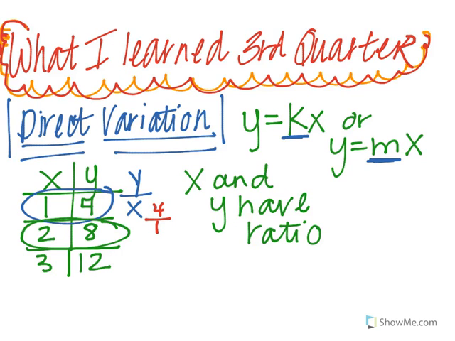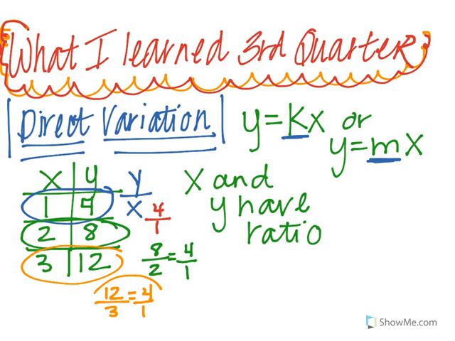For the second one, if you look at y over x, you have 8 over 2, which also reduces to be 4 over 1. And if you look at the third one, you have 12 over 3, which is also 4 over 1. So each time we can say that this has direct variation because each time they have the same ratio. It's going to be 4 over 1.